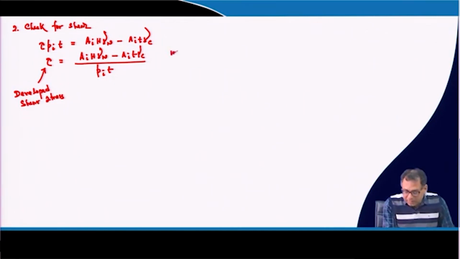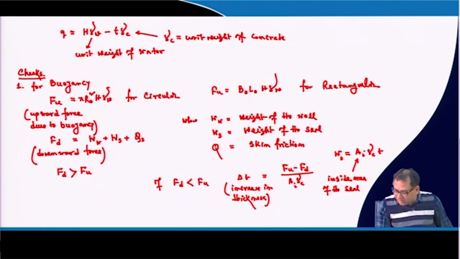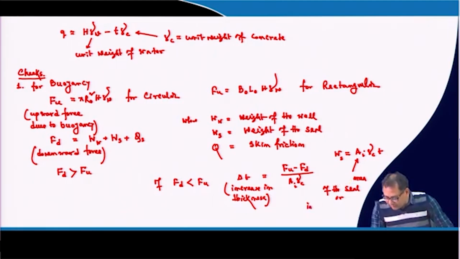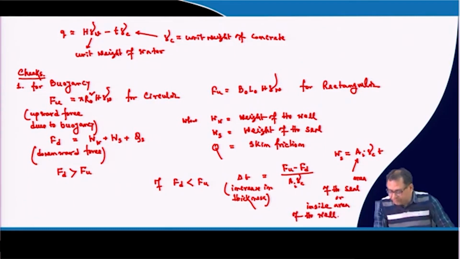Okay. So now where AI I have already described, the inside area of the seal or the area of the seal, because the seal does not have any inside or outside. You can say the inside area of the well, that is equal to the area of the seal. Or I should write this is inside area of the well. Okay?